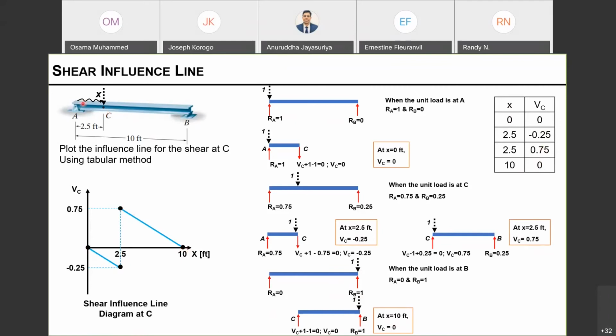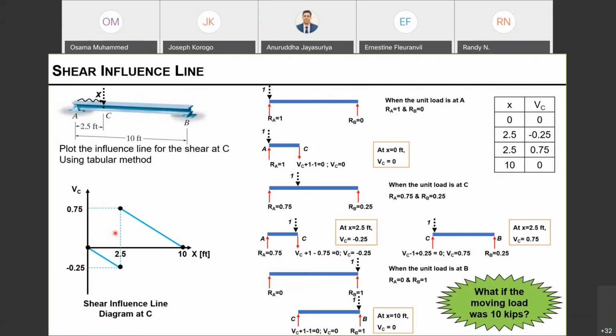Interpreting this another way, if I move my unit load from A to B, this is how my shear at C is going to vary. What if I'm moving 10 kips of force? Everything is multiplied by 10. It's very straightforward, very easy.